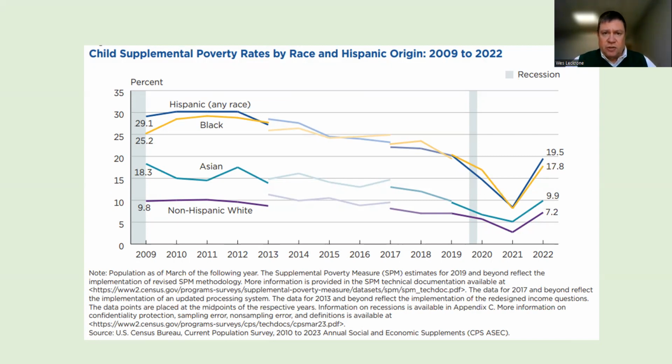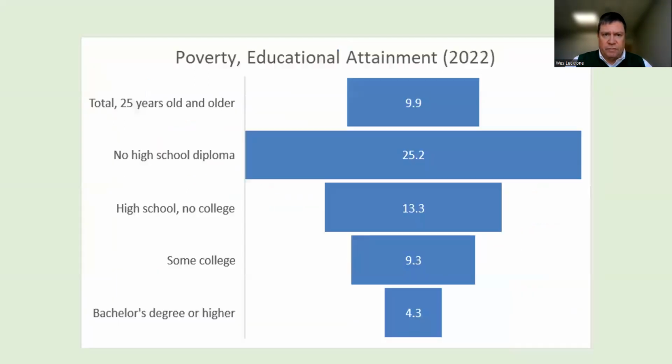So age is certainly a factor in the United States when it comes to poverty, and we have a fairly higher rate of child poverty than we do among other groups. Now, education also, not surprisingly, contributes to people's impoverishedness. So if we take a look at everybody that's 25 years of age or older in the United States in 2022, about 9.9% of those people lived in poverty.